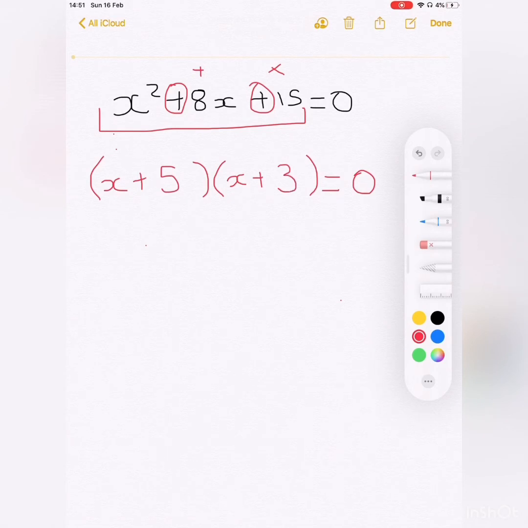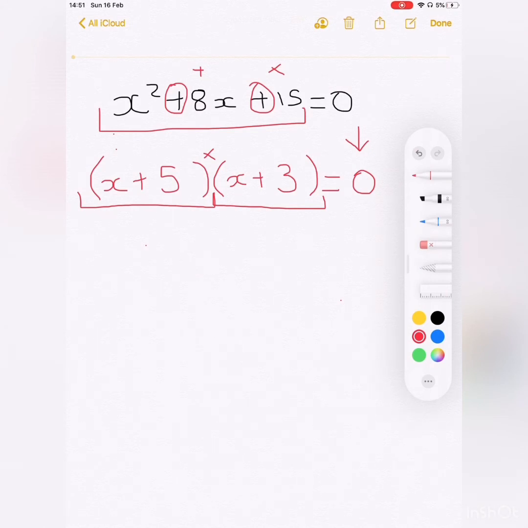So then what we do is we have to work out what x actually is. Now remember, we're timesing, because in the middle here is a times. We're timesing to get 0. So the only way we can times to get 0 is for one of these to be 0, because anything times by 0 is 0. If we think of 100 times 0, it's 0. So it doesn't then matter what the other bracket is if one of them is 0.